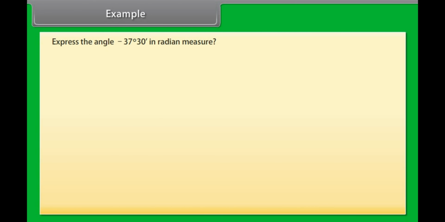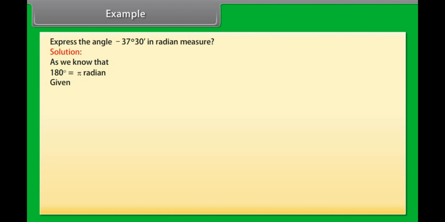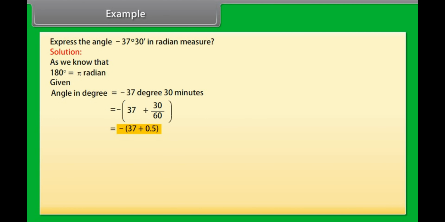Example. Express the angle minus 37 degree 30 minutes in radian measure. Solution. As we know that 180 degree is equal to pi radian. Given angle in degree is minus 37 degree 30 minutes, which is equal to minus of 37 plus 30/60, equal to minus of 37 plus 0.5, equal to minus 37.5.